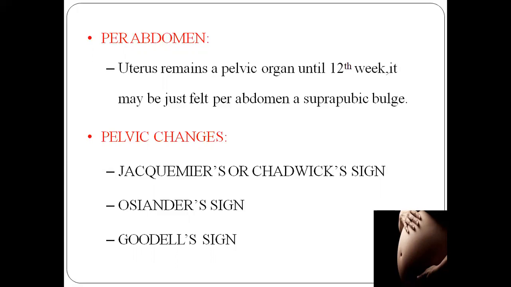Now, the pelvic changes: Jacquemier's sign or Chadwick sign, Osiander sign, and Goodell sign. You are aware of all these terms, and in the later slides they will be explained to you.